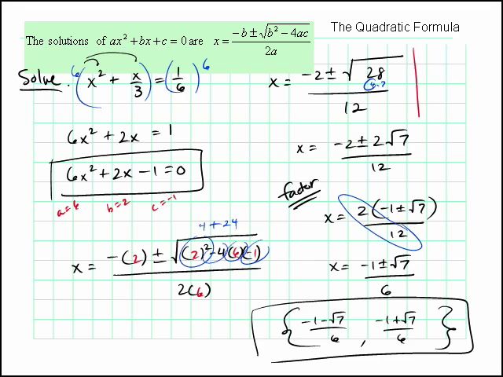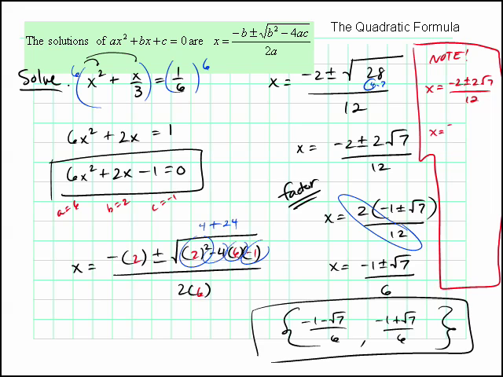A little side note here. I could also simplify this way. When I'm at this stage, instead of factoring a 2 out of the numerator, which tends to be the easiest way, I could actually split this into two fractions, put the 12 under each part, and then reduce each part separately. So I'd get x equals negative 1/6 here, and then right here that will be reduced to square root 7 over 6.